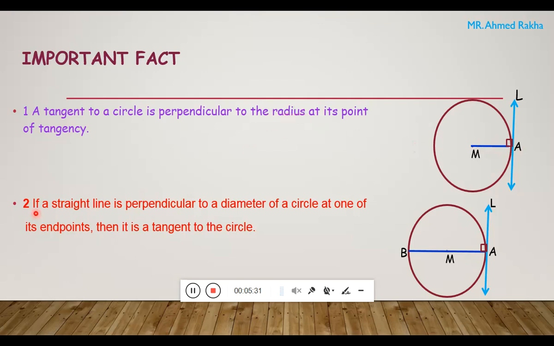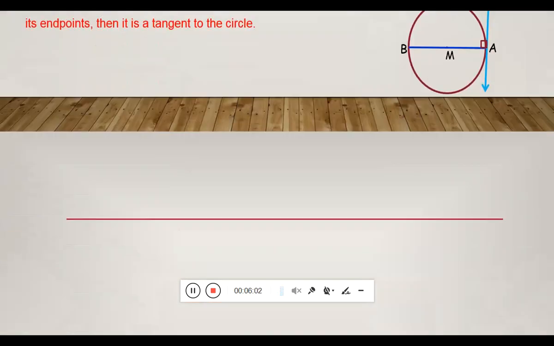And here also, if a straight line is perpendicular to a diameter of a circle at one of its endpoints, then it's tangent to the circle. If we have a diameter AB and a straight line perpendicular to this diameter at its endpoint, that means this straight line will be a tangent to this circle.